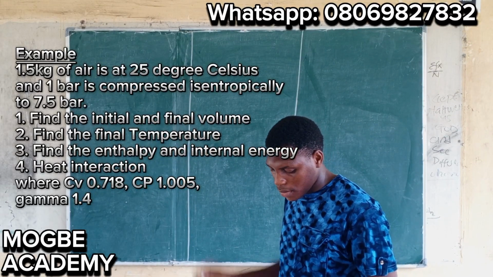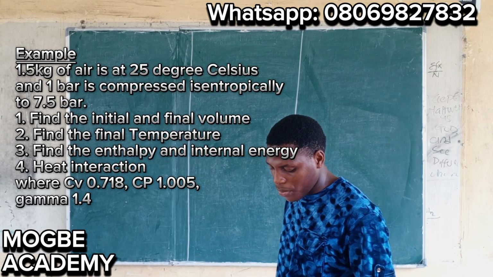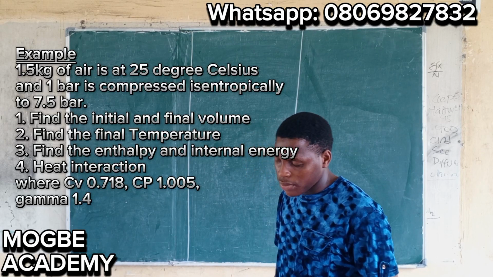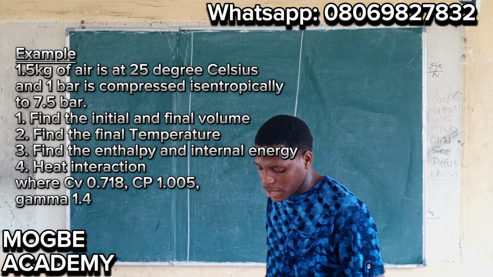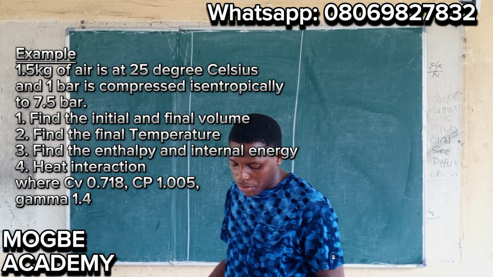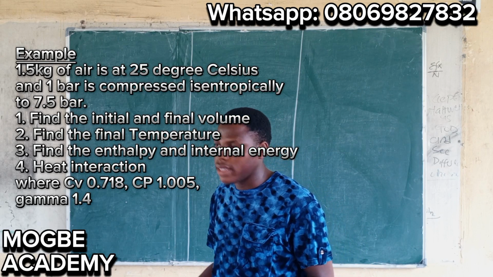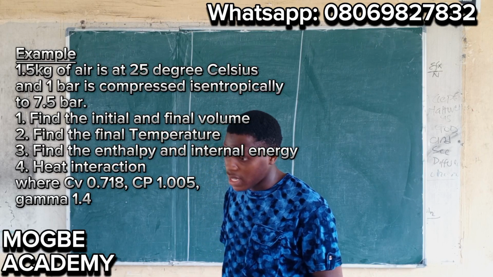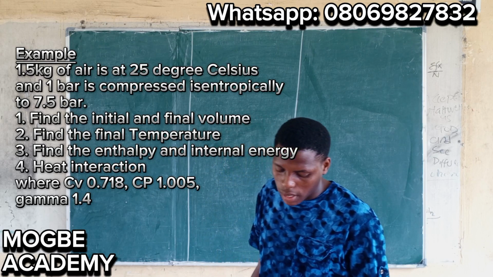1.5 kg of air at 25 degrees Celsius and 1 bar is compressed isentropically to 7.5 bar. The first one is to find the initial and final volume. The second one is to find the final temperature. The third is enthalpy and internal energy, while the fourth one is heat transfer.